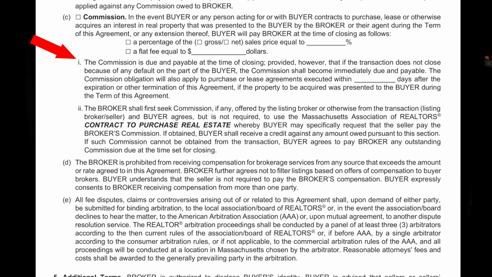Now, in addition to commission, there are some other nuances to it, right? So we have here the commission is due and payable at the time of closing, provided, however, that if the transaction does not close because of any default on the part of the buyer, the commission shall become immediately due and payable. Now, again, this is going to be a broker's decision in writing, and you might have to have this conversation with the buyer. The buyer reads and says, well, what does that mean? Well, this is what it means: if for some reason a deal doesn't close and it's your fault, we're still entitled to compensation. Now, talk to your broker.